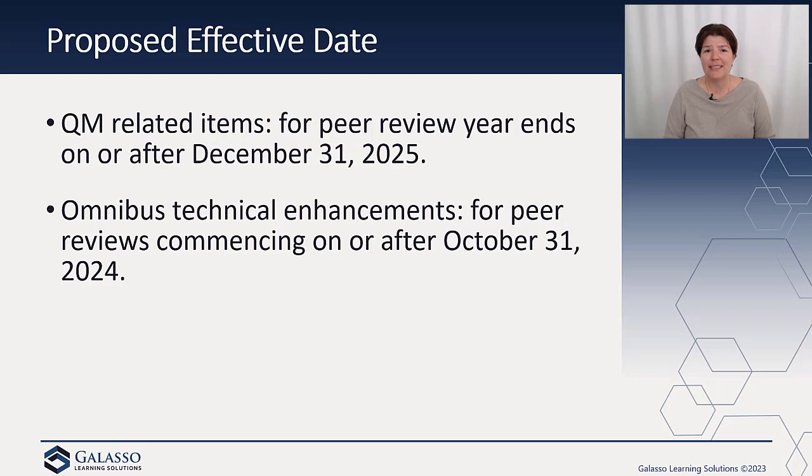So the proposed effective dates align, as you can imagine, with quality management. So for the quality management related items, it would be for peer review ends on or after December 31st of 2025, which again aligns with the 2025 deadline to have your system of quality management up and running. And then for those omnibus ones not related to quality management, it would be for peer reviews commencing on or after October 31st of 2024. And so again, those are not related to quality management, so they don't have to be tied to the same effective date.